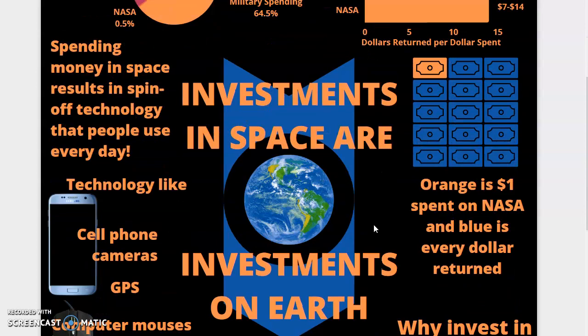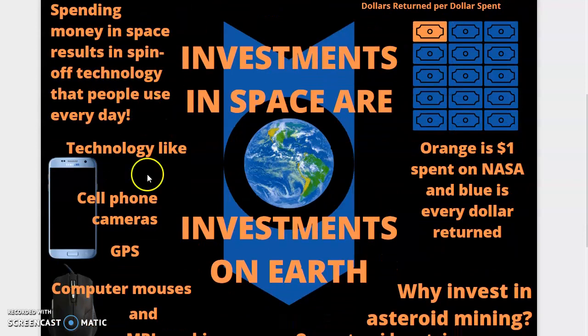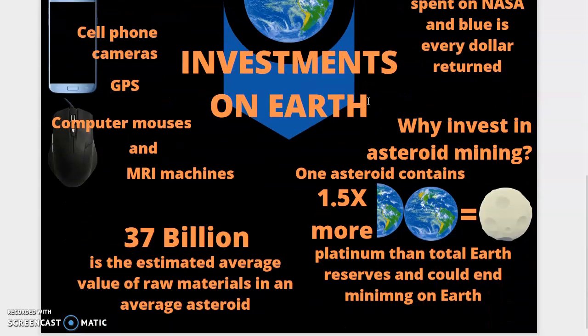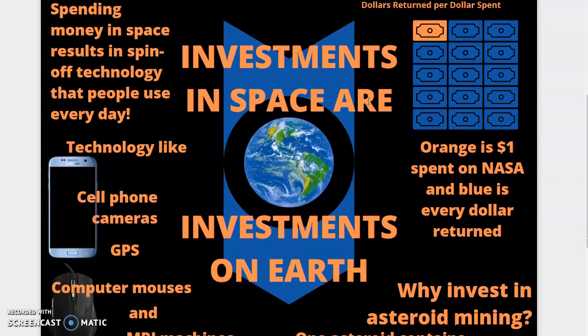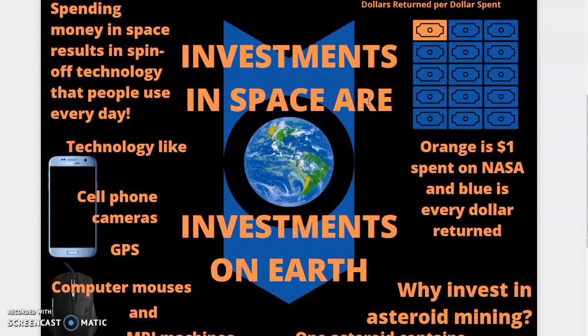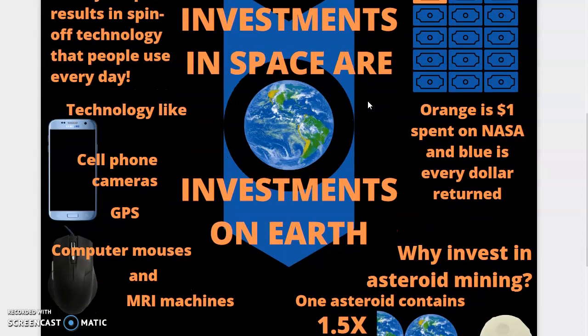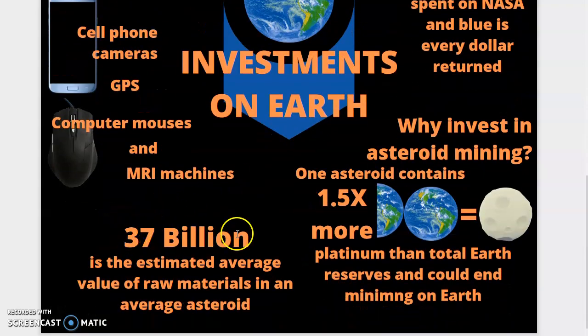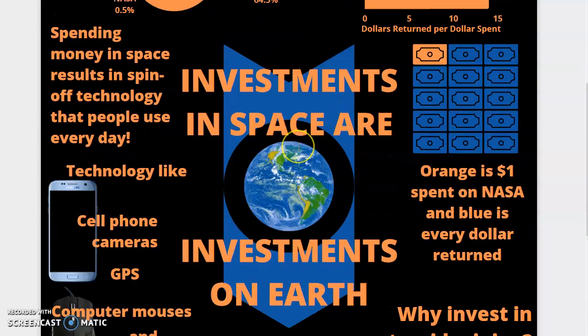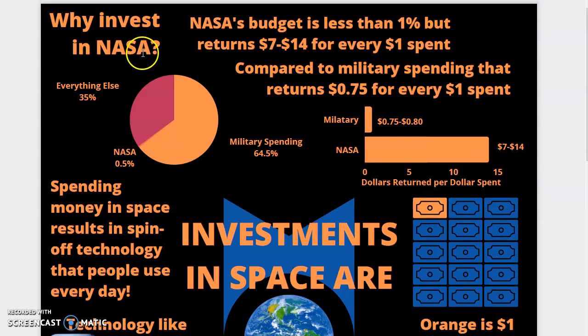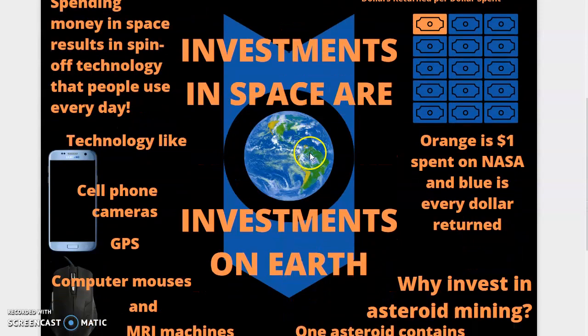The next thing I will talk about is visual hierarchy and how I used it. So first off, investments in space are investments on Earth is the biggest icon and text out of the entire infographic. The reason is to put emphasis on the title and thesis of the infographic. The subdominant focal points are all of the main points that I would like to make, mainly being the 37 billion, the 1.5 times more, and why invest in NASA. These are all supporting arguments to the main focal point of investments in space are investments on Earth.